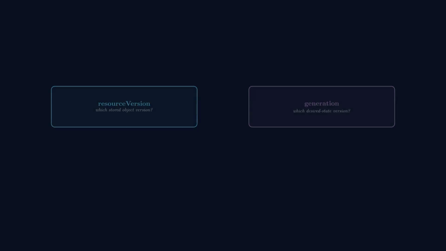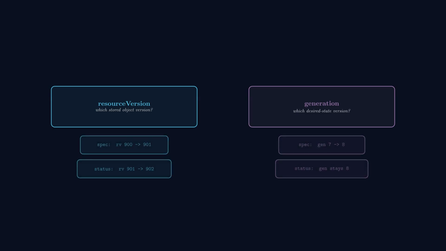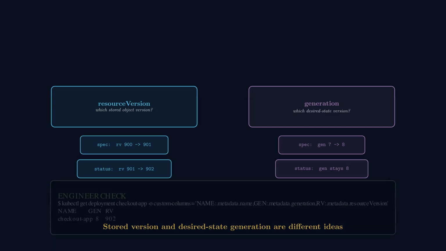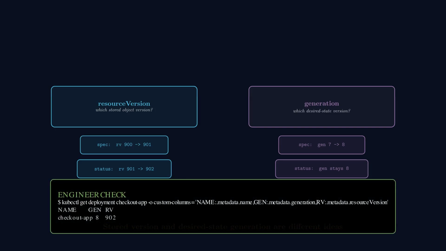Resource version helps identify the stored version of the object and can change whenever anything about the object is updated. Generation focuses on the desired state version. So a status write can produce a new resource version while generation stays the same. Resource version asks, which stored object version is this? Generation asks, which desired state is this? To see the difference in practice, print generation and resource version side by side.